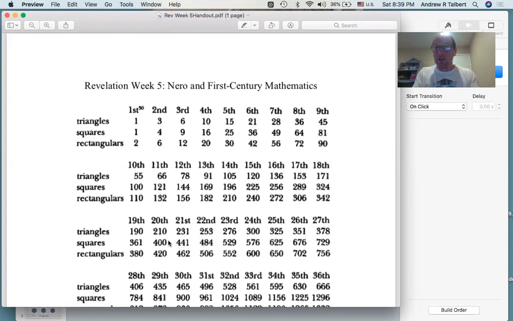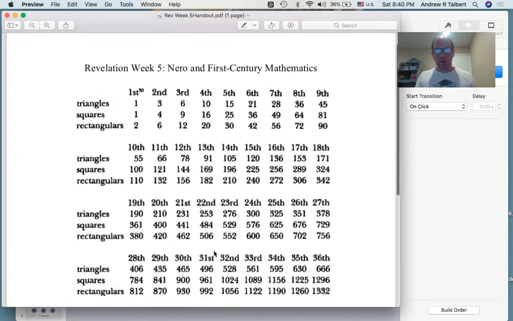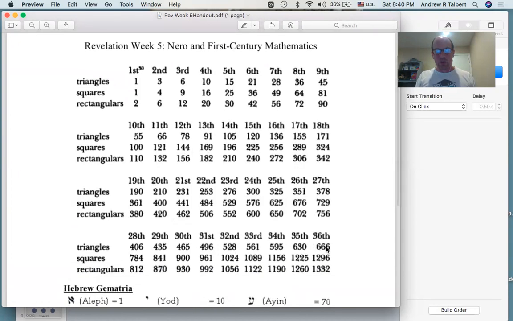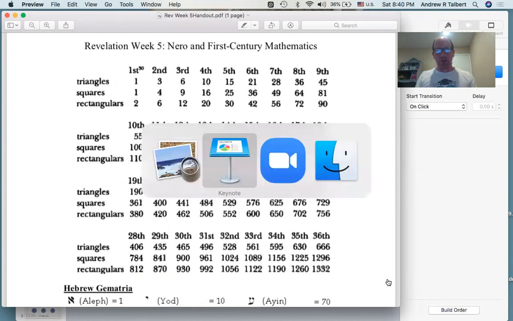And if you look at this chart, you're going to start to see some important numbers to us, right? We've got 42 there. We've got 144. We've got, lo and behold, 666, 1,260. 1,232 is important in a different text, but not ours. Anyway, let's go back to the slideshow.